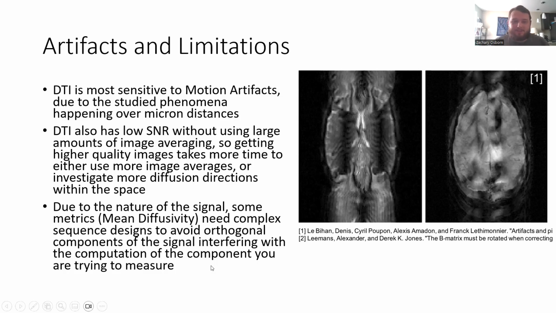Finally, due to the nature of the signal, some metrics like mean diffusivity need complex sequence design. So you need to design sequences specifically for mean diffusivity where you need to have only the three principal directions, X, Y, and Z, where you're applying the gradient in the X direction, getting signal in the X direction. But because you can have noise due to how the diffusion plane is different from the Cartesian plane, your X signal is always going to have some component of Y and Z in it, and that can be really challenging. You need to design these really complex sequences to account for that noise. That can be a tricky thing, not an impossible thing to overcome, but combined with other things, it makes it a bit more difficult.